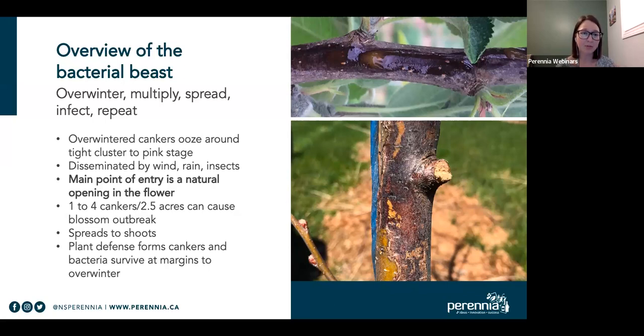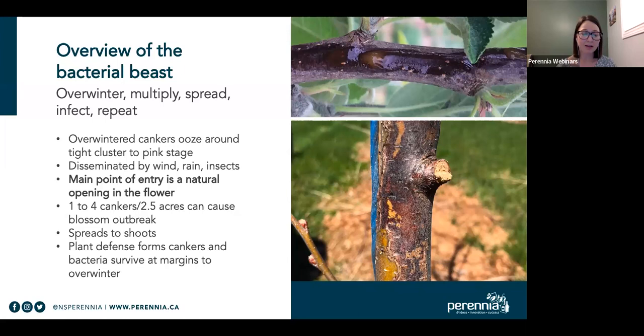And then that ooze contains bacteria, and the bacteria gets disseminated by the wind, particularly when there's rain as well, and from insect activity that's attracted to the sugars in that ooze as well. So it could be flies and also pollinators between flowers. So then that leads us to the blossom blight infection stage, and blossoms are a main point of entry because they have a natural opening at the base of the flower, which is the nectar pore. So that's what we're going to go into detail on.